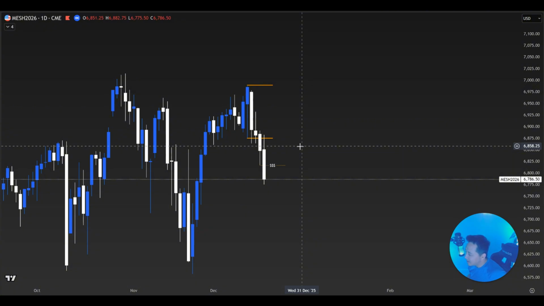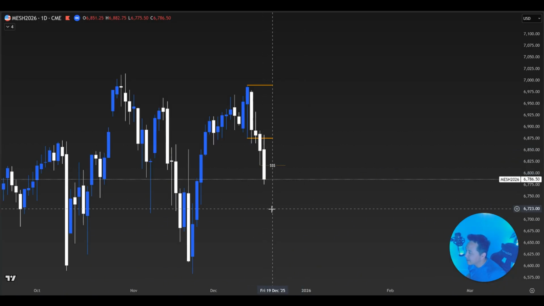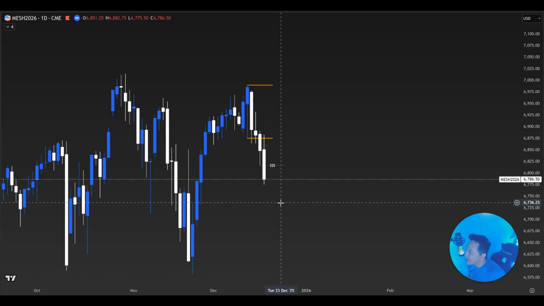But the key thing to remember is that you have a direction. You have a very reliable direction to trade based off what the previous candle did. Okay, and that's exactly what you need to take away from this.